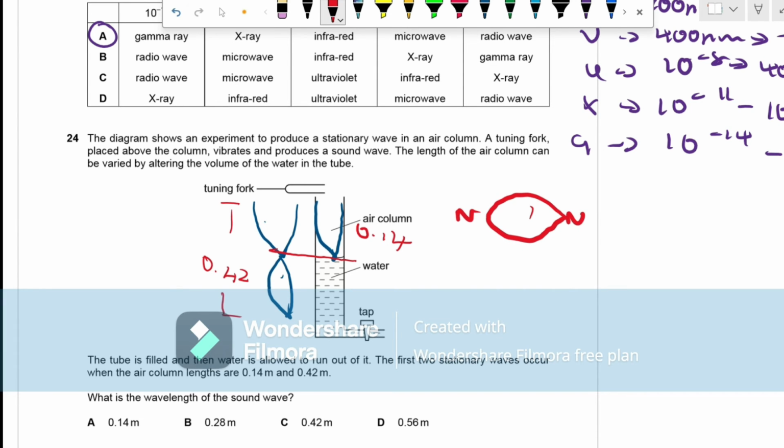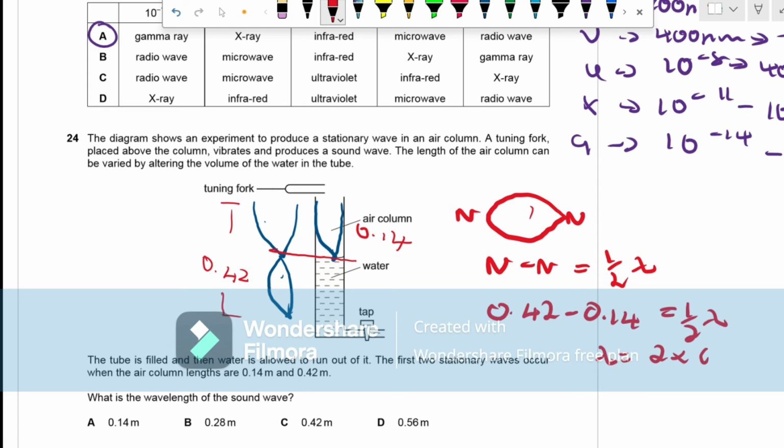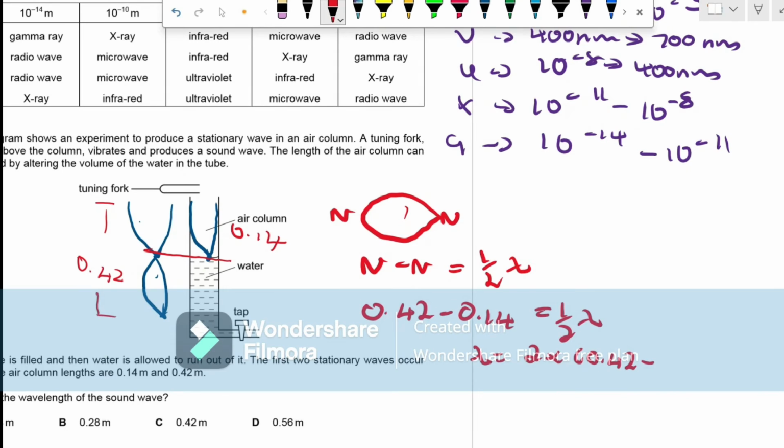So from this to this is an important structure because this represents a node, and that represents a node. So from node to node, I already know that this is half lambda. So in this case, half lambda will be 0.42 minus 0.14. That's going to be equal to half lambda. So my lambda is going to be equal to 2 times (0.42 minus 0.14). So my lambda is going to be 0.56 meters. Okay, so the answer is going to be D.